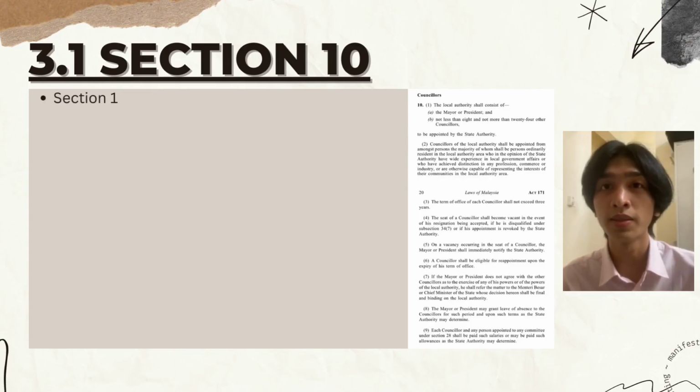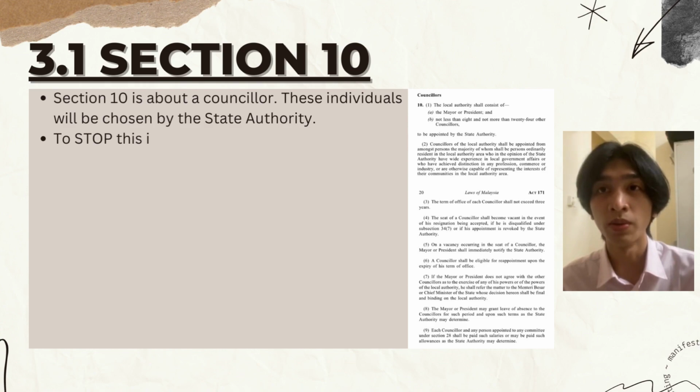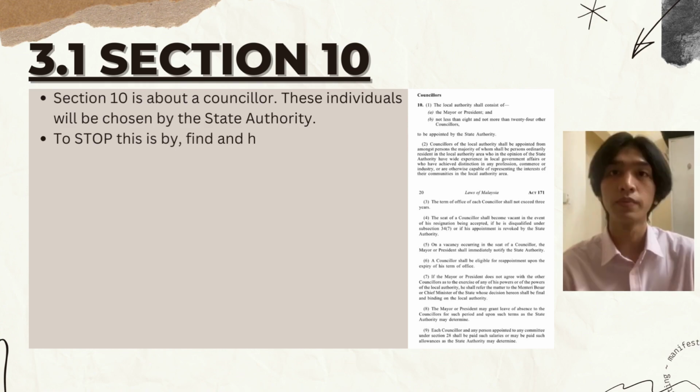This is an analysis of the provisions that prevent local government from increasing its effectiveness at the local level, which can be seen in Section 10. Section 10 is about the councillor. Those individuals will be chosen by the state authority.